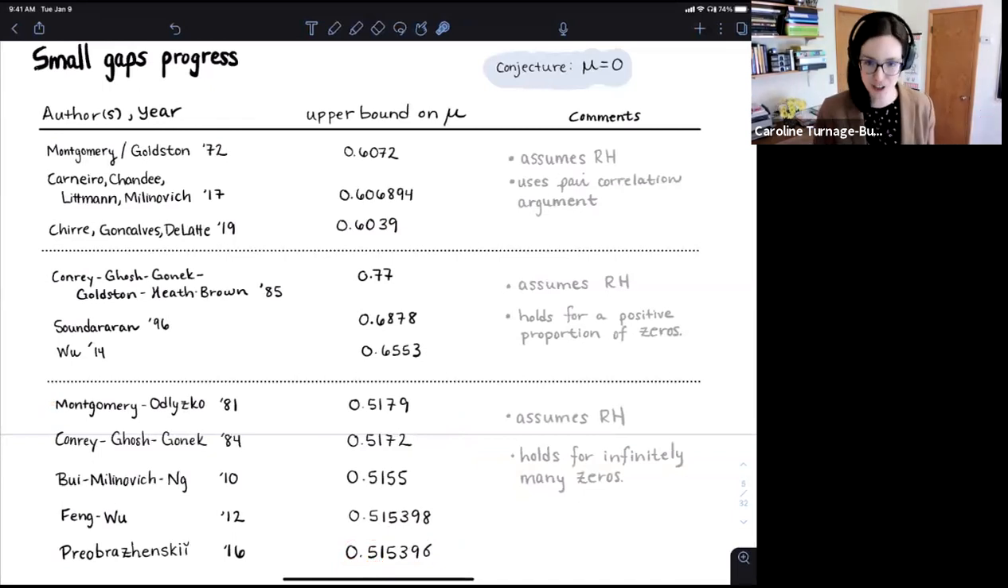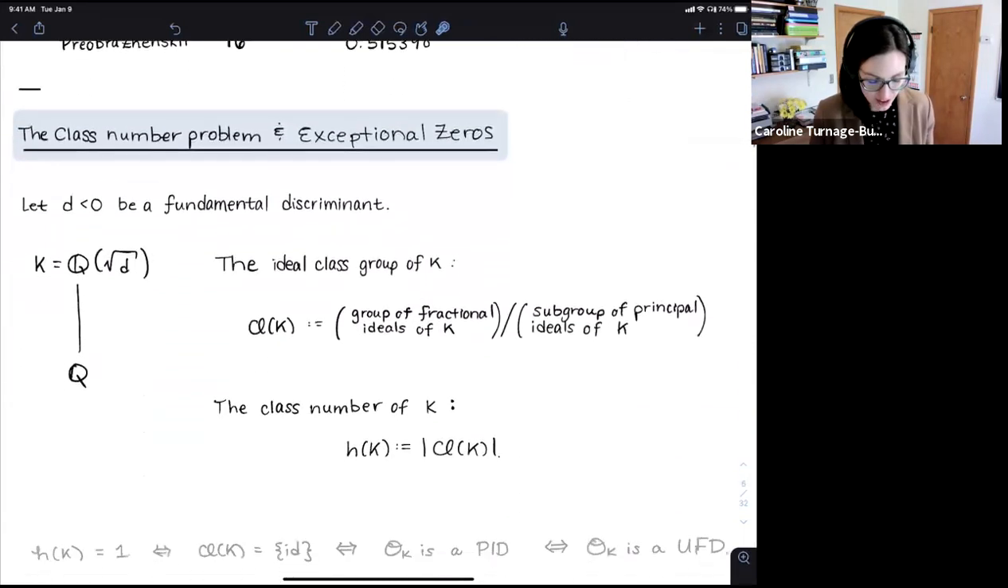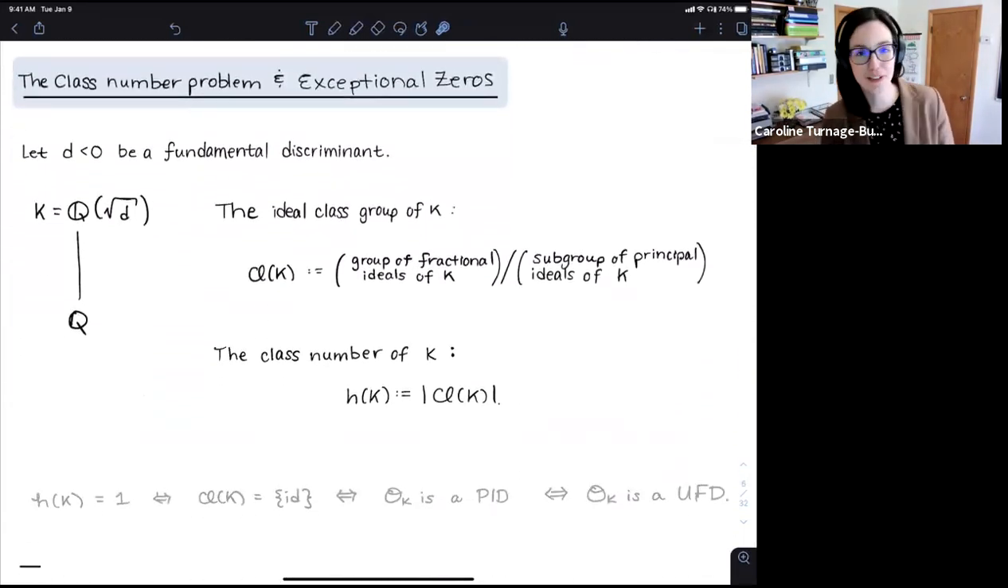Okay, so now we're going to start a story over and talk about the class number problem. All right, so new little story. If we look at an imaginary quadratic extension K, then what we're interested in is the size of the ideal class group. Just a quick refresher, this is the group of fractional ideals of K modded out by the subgroup of principal ideals. And the class number of K is just the size of this group.